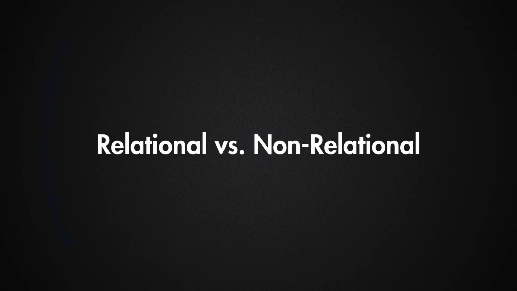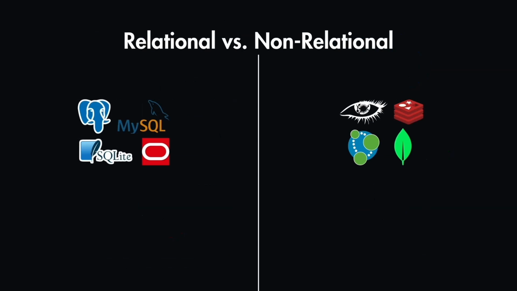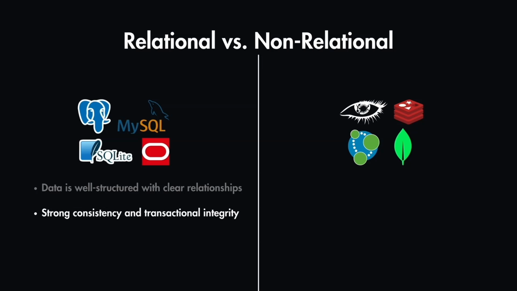So when should you use relational versus non-relational databases? Here is a quick comparison of both. If your application data is well structured with clear relationships, then you should use SQL databases. For example, if you have an e-commerce application tracking customers and orders, that's a good use case for an SQL database. Next, if you need strong consistency and transactional integrity, for example, if you have a financial application or banking system, then you should use the SQL databases.